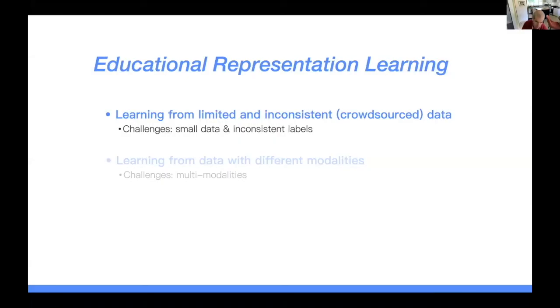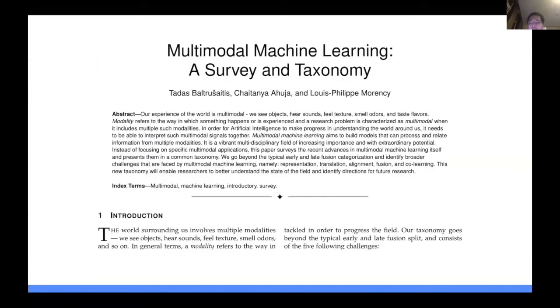Proceed. Okay. So hello, everyone. I'm Hao Yang. I'm a colleague of Guowei and Zitao. I'm delighted to have this opportunity to introduce some progress in multimodal machine learning in the educational scene. In general, a modality refers to the way in which something happens or is experienced. We may associate the word modality with the sensory modalities such as vision or touch. And to understand the world around us, artificial intelligence needs to be able to interpret and reason about multimodal messages.